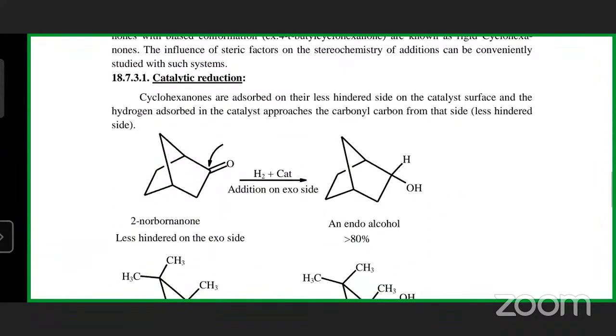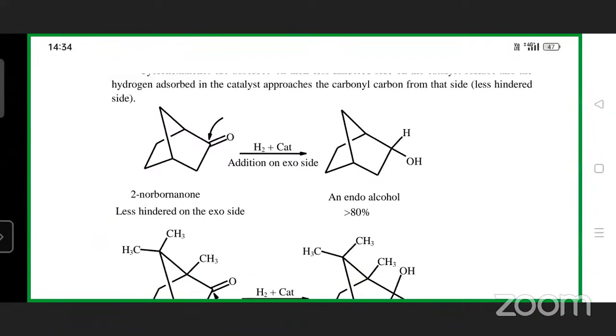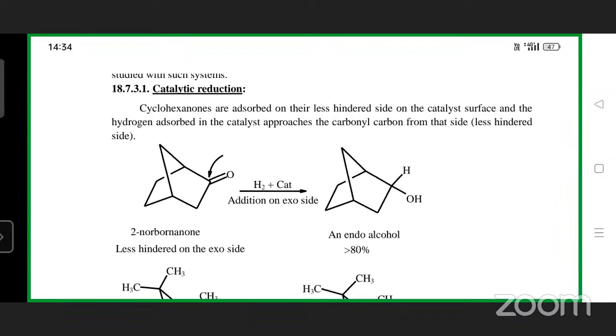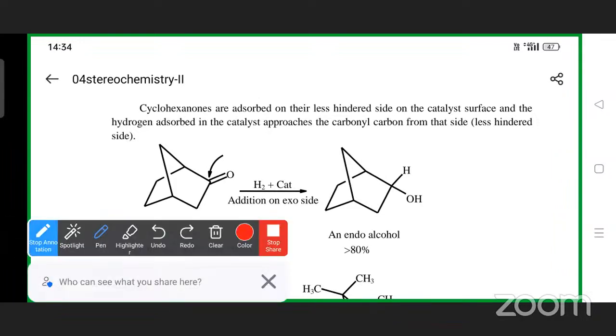Next, catalytic reduction reactions. In the reduction reactions of bridged compounds, how does the catalytic reduction take place, and what is the orientation of the carbonyl group, and how does it impact the reduction reaction? You see in this 2-norbornanone, the catalytic reduction, in the case of any hydrogenation reaction like hydrogen with nickel, right?